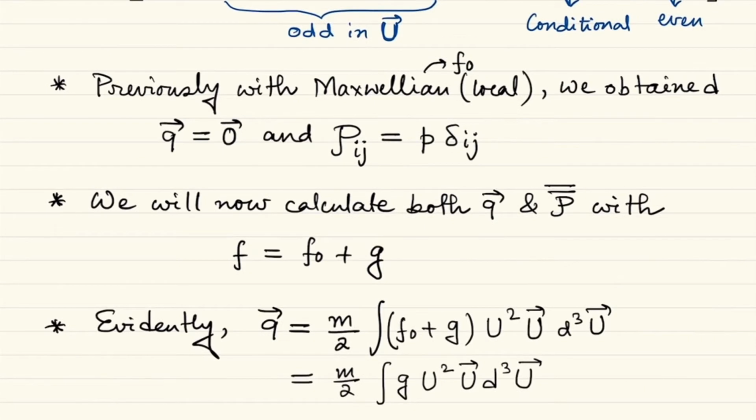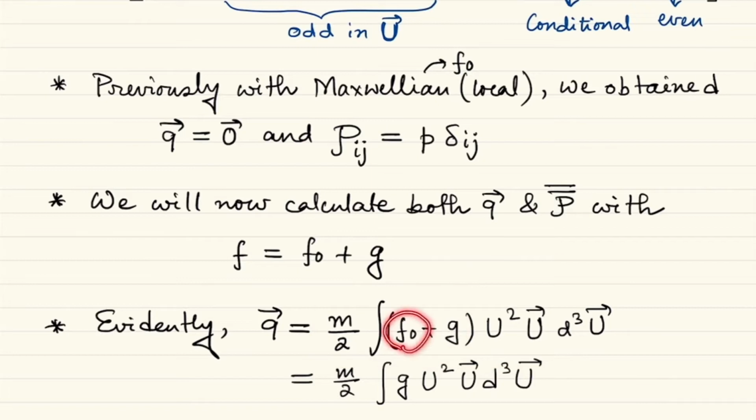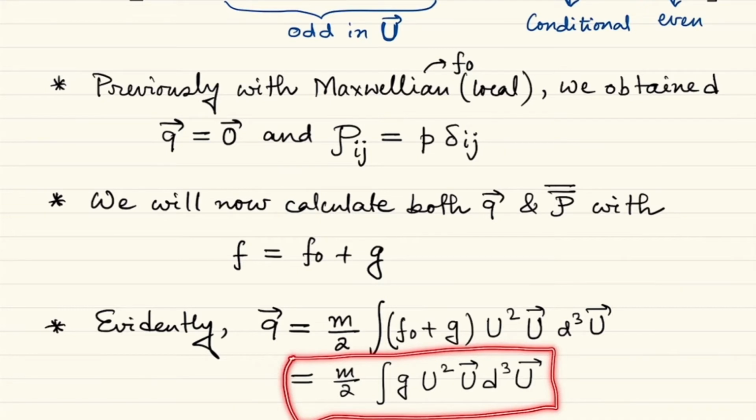So for Q we will have by definition this term. The F is now written as F0 plus G, and we know that F0 is the local Maxwellian, so m by 2 integration F0 times u square u d cube u is 0. So finally the term which remains is this. Okay, so non-zero Q basically is an outcome of non-zero G.